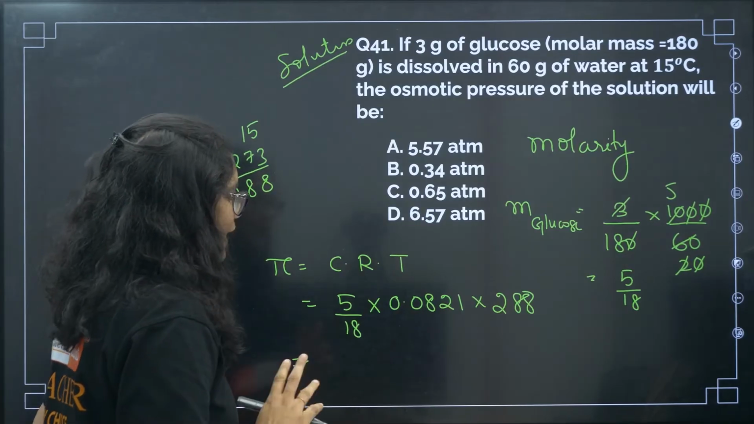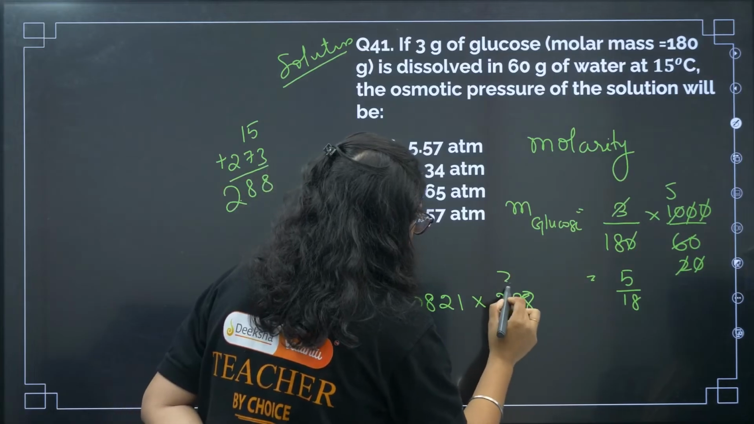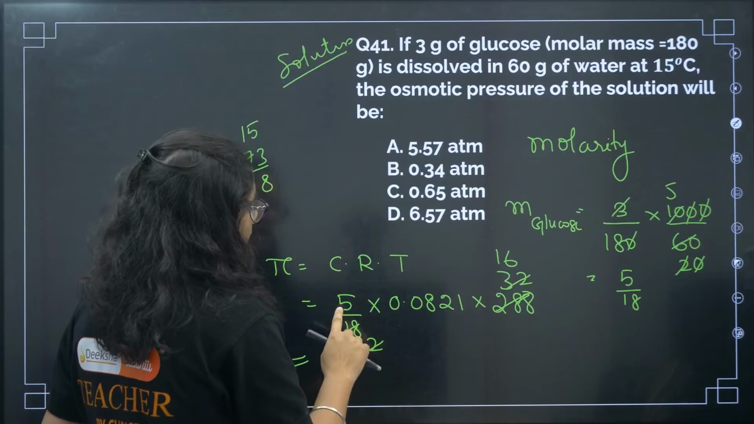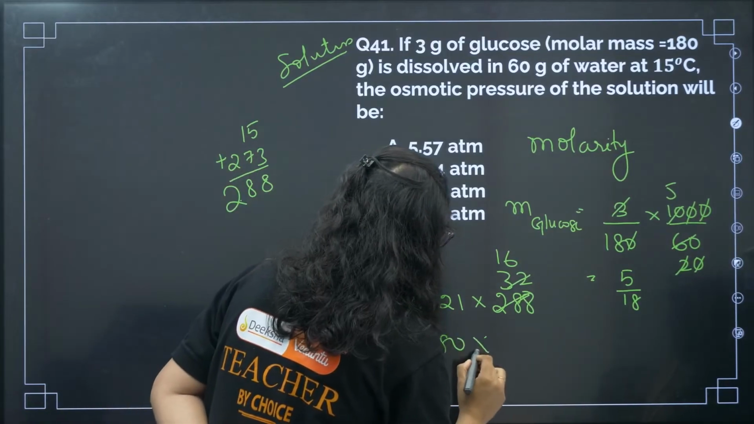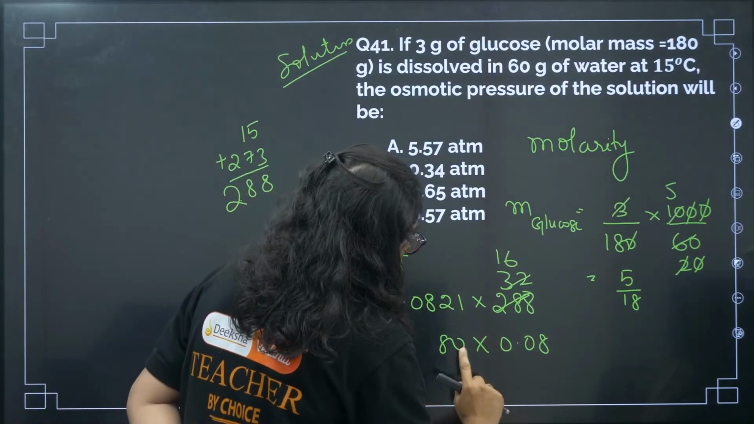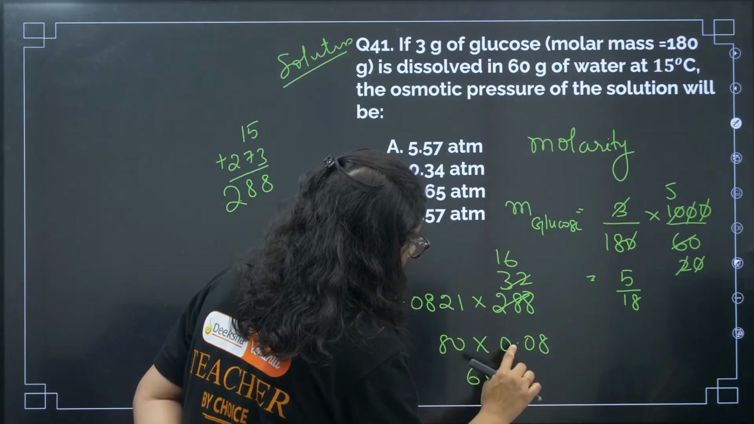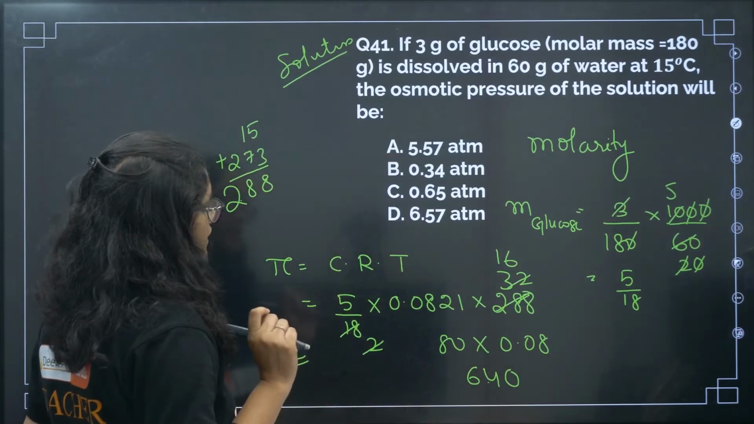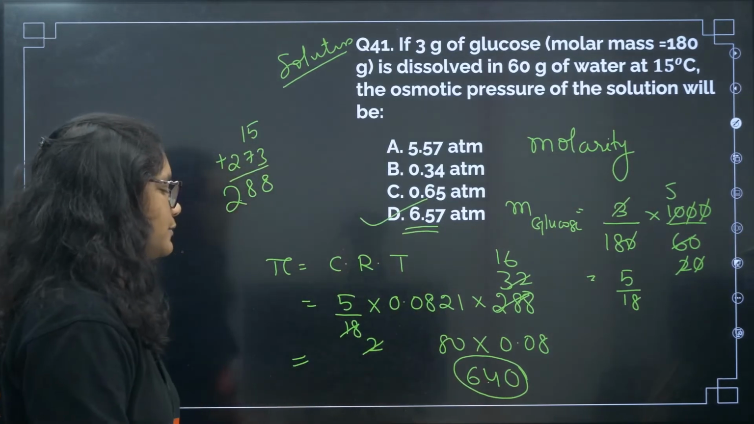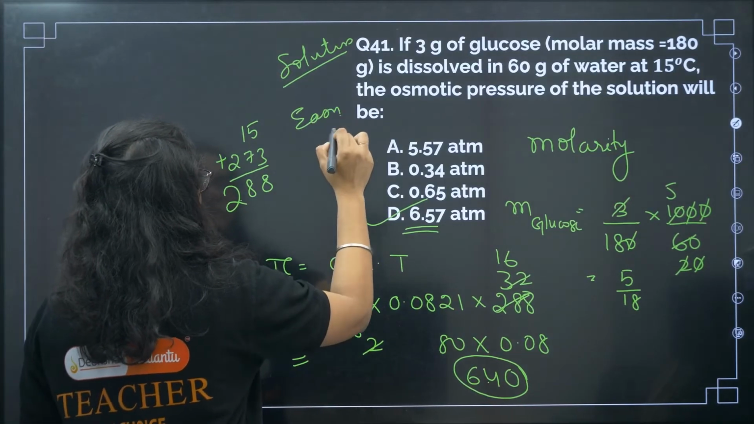Now you need to calculate these two. Let us try to solve. 9 2s are 18, 9 3s are 27, 2 1s are 2, 16 5s are 80. 80 into 0.08. I'm just taking 0.08. So 80 into 8 is around 8 8s are 64, and then we have 2 decimal places, so somewhere around 6.4. So this is the option near to that. The correct answer for this question is option number D. Again, this is a very direct and easy question, I'll say.